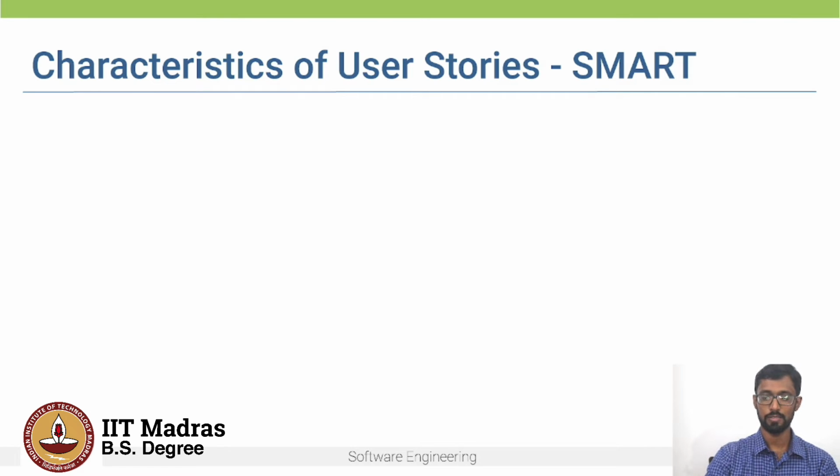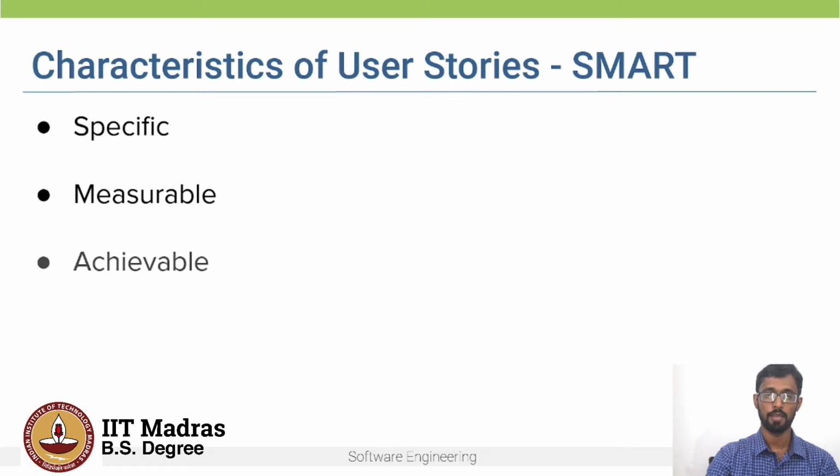So what are some guidelines to create good user stories? The acronym SMART can help us come up with good user stories. SMART user stories are specific, measurable, achievable, relevant, and time-boxed. So let us look at each of these in detail.